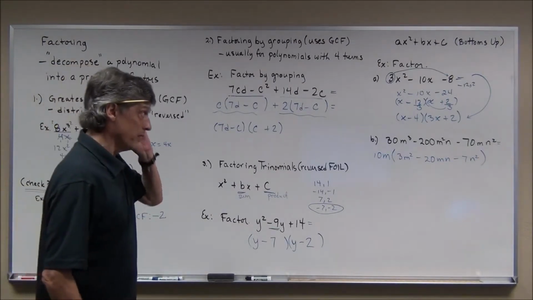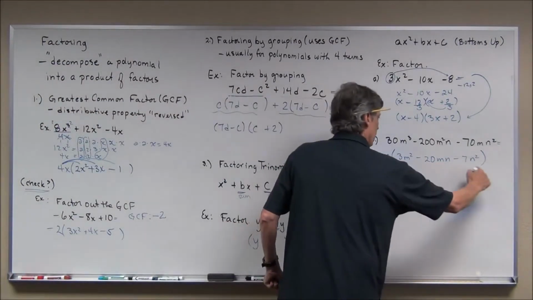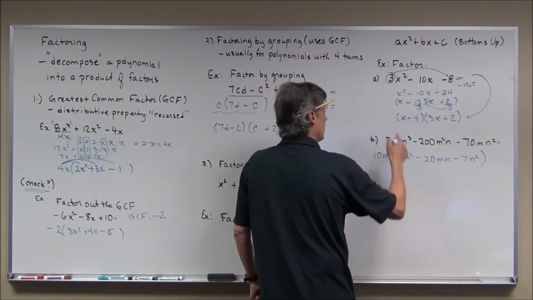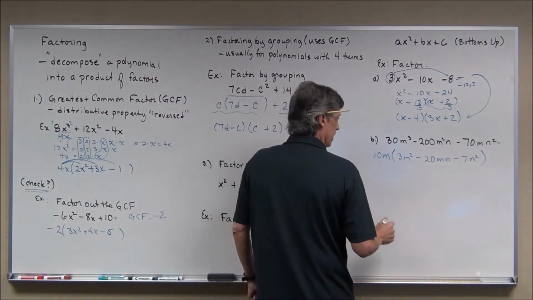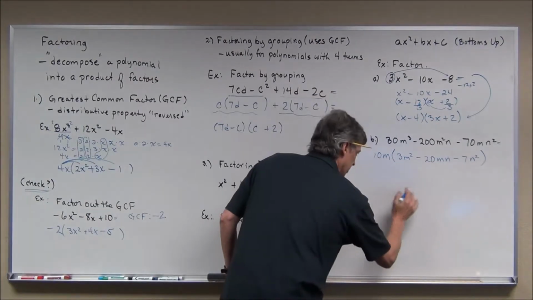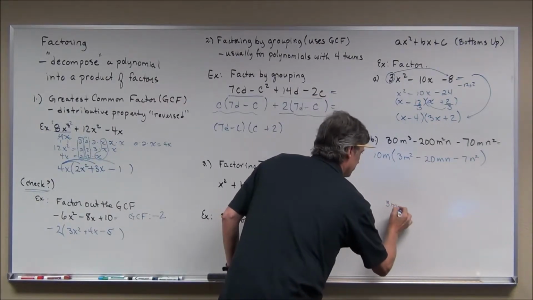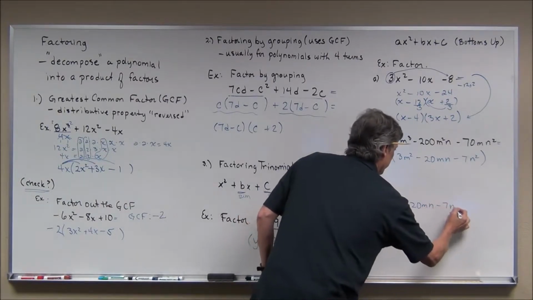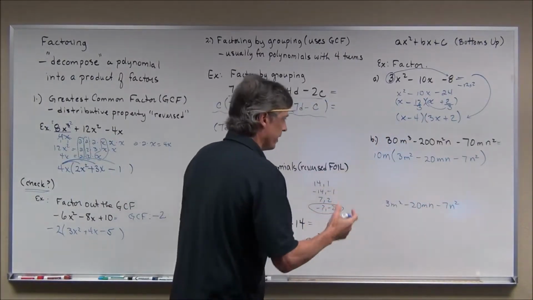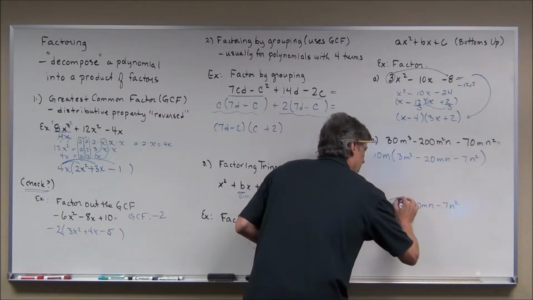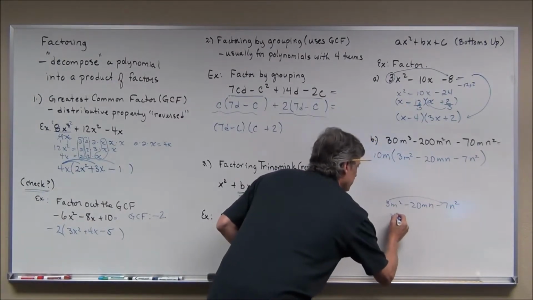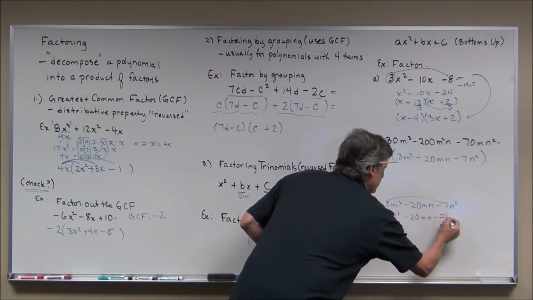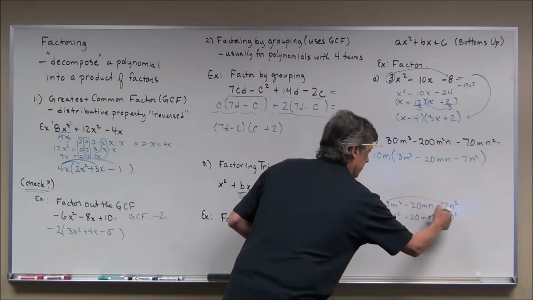Now to break this one down, notice it's a trinomial. Lead coefficient is not a 1. I'm going to use that bottoms up method. So for right now, I'm just going to do some work down here. I'm going to write this 3m squared minus 20mn minus 7n squared. Let's see if I can break this down by multiplying. It gives me m squared minus 20mn minus 21n squared, 3 times 7.